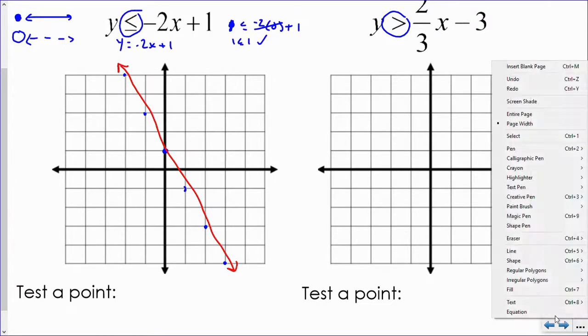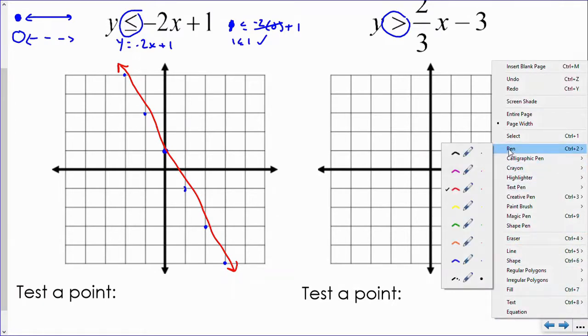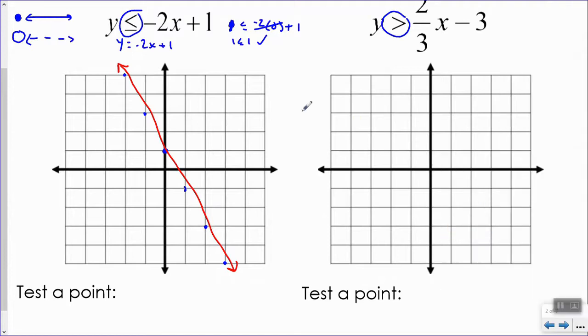But now we need to remember that when we talk about inequality, it's not just that one value or that one set of values that works. You'll see that my boundary line divides my graph into two regions here. I need to figure out which of those two regions contains the points where the y-coordinate is less than or equal to negative 2 times the x-coordinate plus 1. In order to do this, I'm going to pick a point anywhere in the coordinate plane that's not on the red line to test. Usually we're going to test the origin.